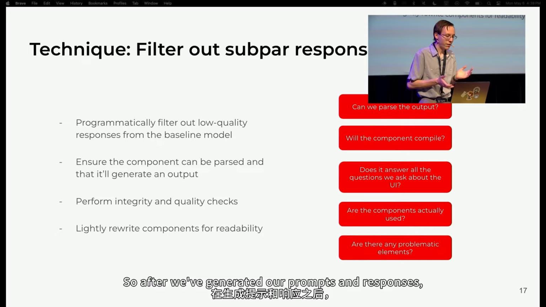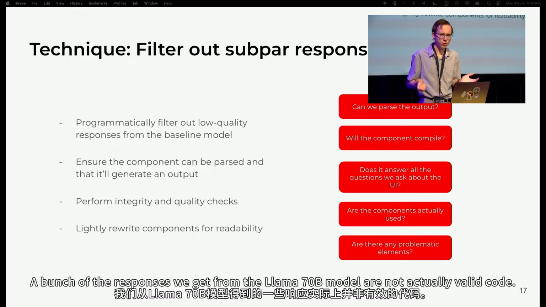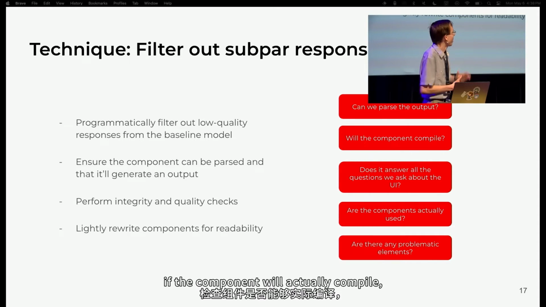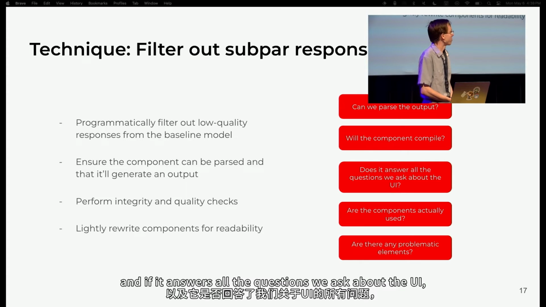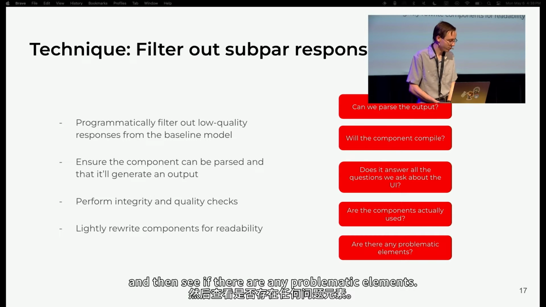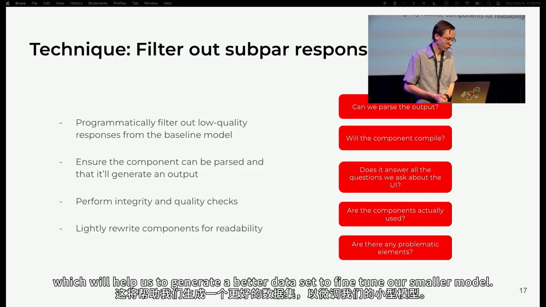So after we've generated our prompts and responses, we need to filter out subpar responses. A bunch of the responses we get from the Llama 70B model are not actually valid code. So we can check if we can parse the output, if the component will actually compile, and if it answers all the questions we ask about the UI. Make sure all the components are used, and then see if there are any problematic elements. This helps us filter out low-quality responses from the baseline model, which will help us to generate a better data set to fine-tune our smaller model.